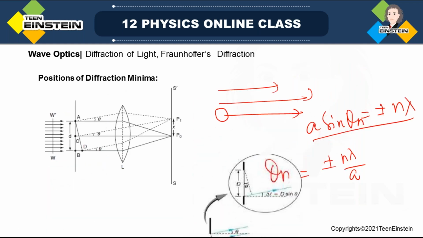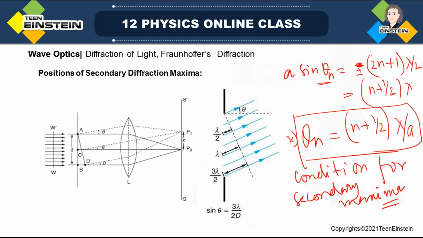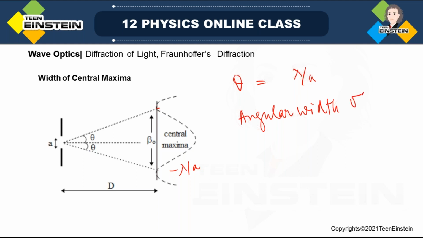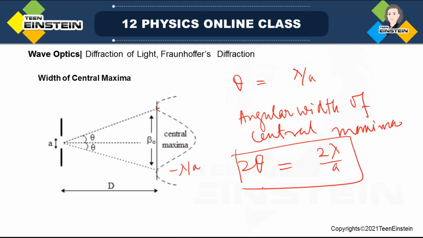Now we have to find the width of the central maxima. For the first dark position we have theta equal to lambda by a, and on the other side minus lambda by a. So the angular width of the central or principal maxima is 2 theta, which is 2 lambda by a.